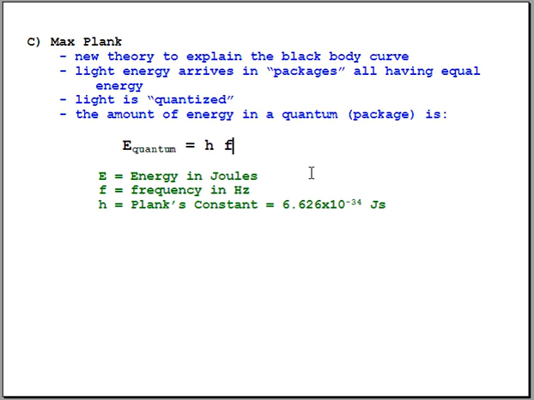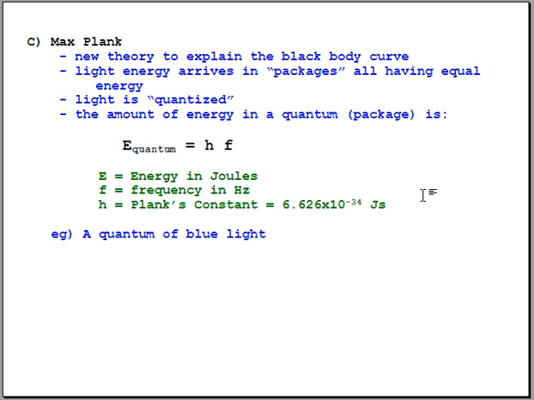Okay, so E is the energy in joules. It's going to be very small for a package of light. F will be the frequency in hertz, and then H is Planck's constant. And again, that's just a number you can look up. Don't worry too much about the units. That's just the quickest, cleanest way that the physicist can write the units down.